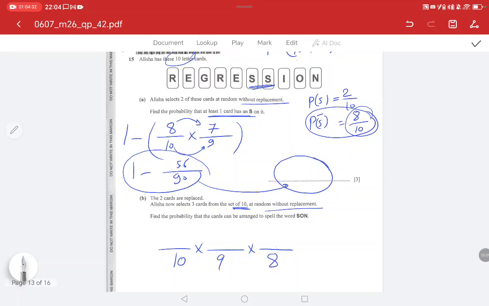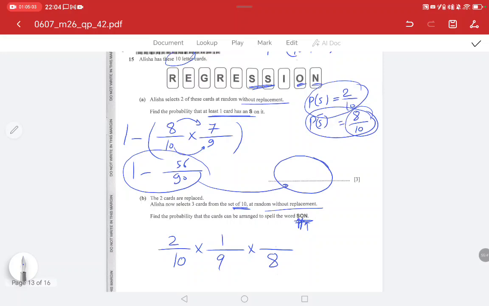Find the probability that the cards can be arranged to spell the word SON. So we need this specific word SON. What is the probability of S? S we said is 2 over 10. What is the probability of O? O is just 1, so 1 over 9. What is the probability of N?